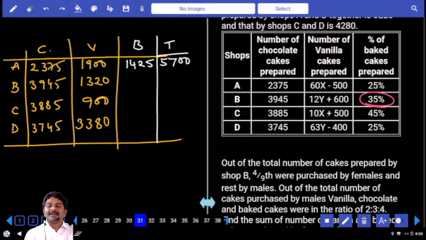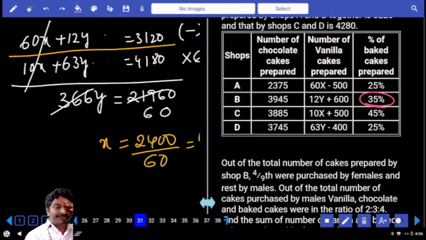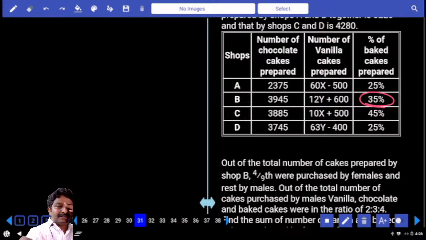Now baked cakes are 35%. That means the sum of these two numbers together is 65%. Let's add the first two numbers: 39 plus 13, 52, 65. 65% only. Let's calculate the 1% value.